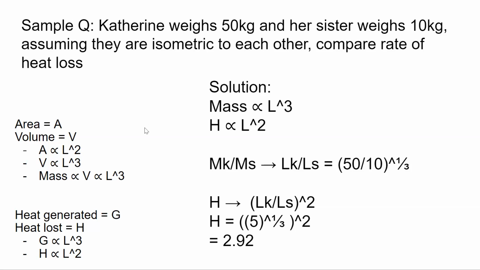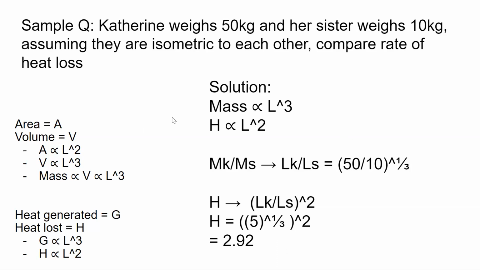So since we know that the mass is proportional to length cubed, which is also proportional to volume, and we're given the mass in the question, we can use the ratio of dividing their masses and equate that to the ratio of their lengths cubed. In this case, MK stands for Catherine, and MS stands for her sister. So by finding that ratio of length cubed, we can substitute that into the heat loss equation.